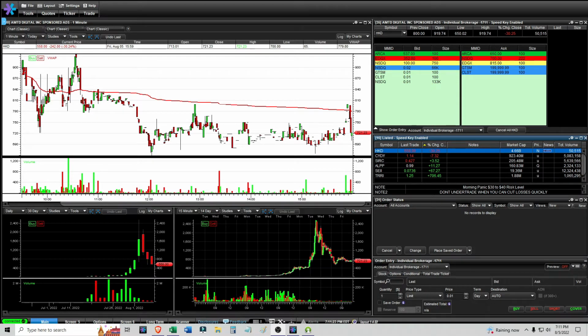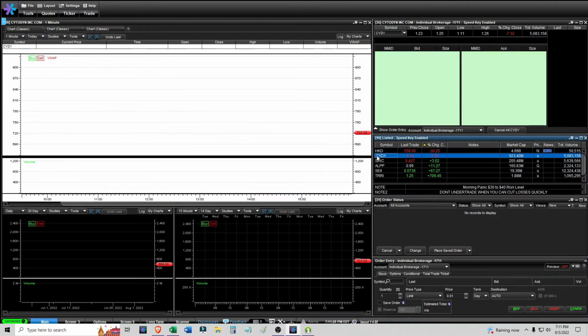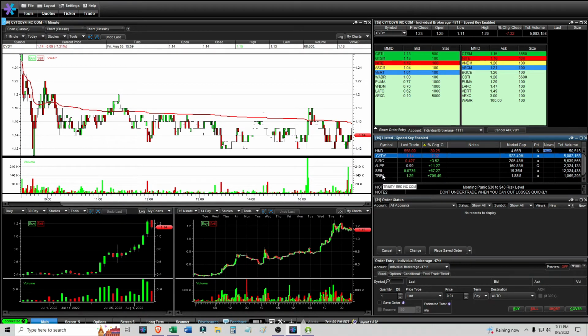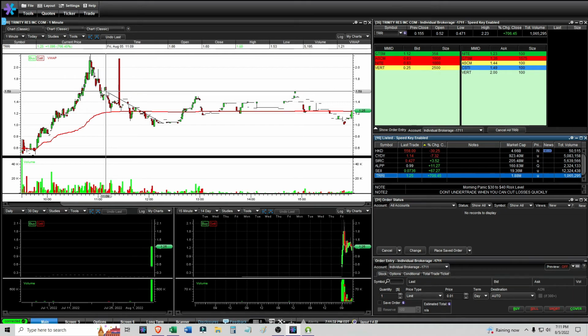Just a few trades. One scratch with ALPP. CYDY was a scratch as well. Didn't really work out. And TRRI did kind of work. I sold into an uptrend. It was profitable, but I would have liked something like this when it broke the downtrending trend line. That's it for today.